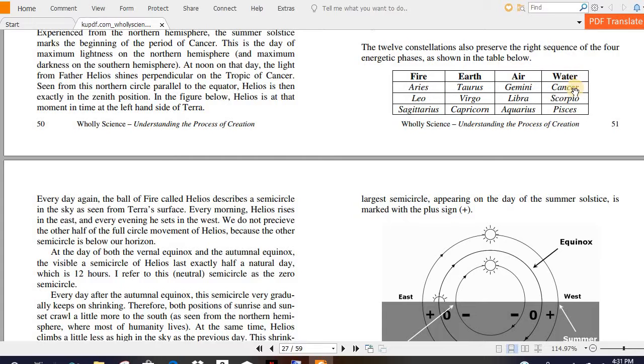Water, of course, this is me: Cancer, Scorpio, and Pisces. The Capricorn is my wife, and she's definitely grounded. She's an earth person, and I'm a water person. So, we get along, earth and water.